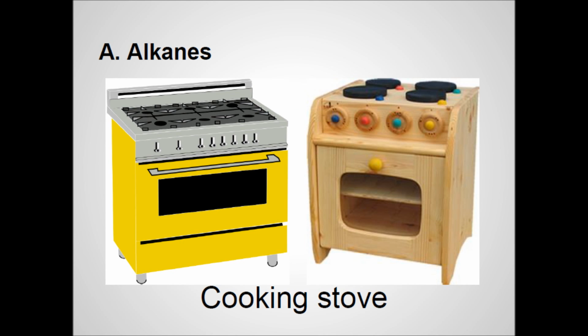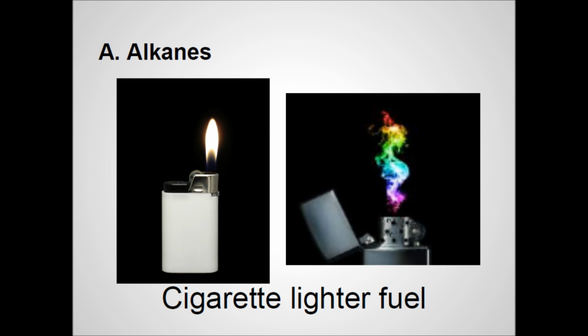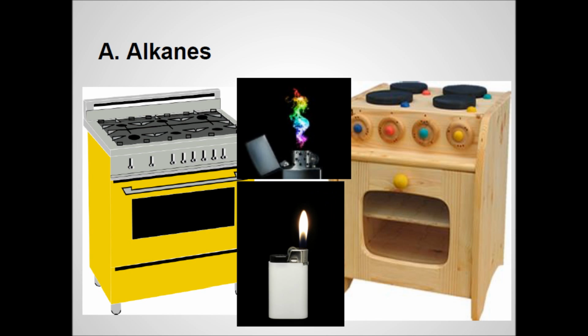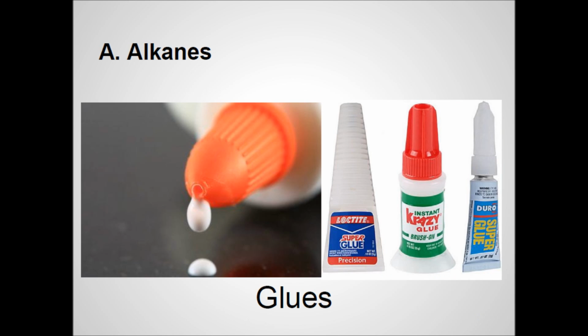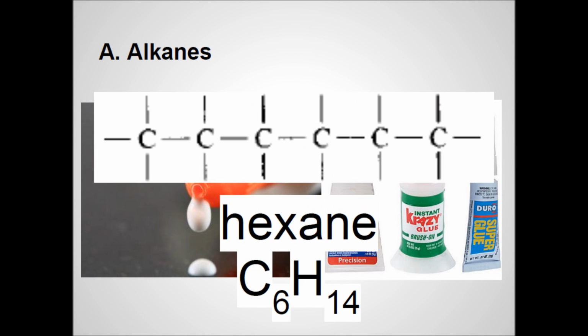Next, an alkane is used as a fuel for cooking stoves. Also, lighter fuel is an alkane. All of these examples use the alkane called butane. The structural formula of butane is this one, and its molecular formula is C4H10. Many types of glue are mainly made of hexane. The structural formula of hexane is this, and the molecular formula is C6H14.